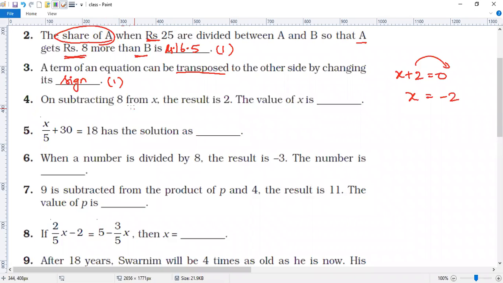Question number 4. On subtracting x from 8, the result is 2. So what is the value of x? X is equal to 8. When it's transposed, it becomes plus 8. So 2 plus 8, it is 10. So what is the value of x?